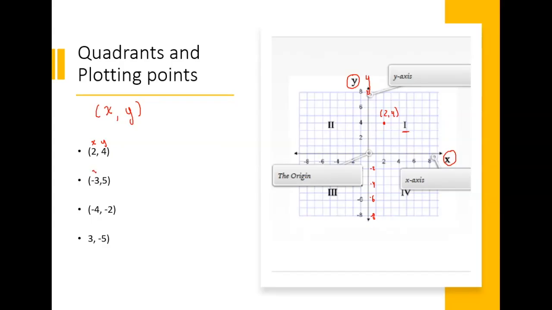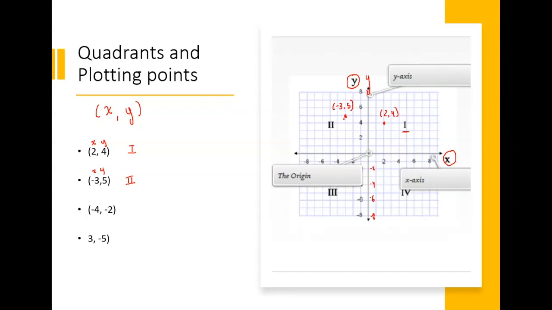Now for the second one here, we still have x and y. The order never changes. So my x is now -3, so 1, 2, 3, that's -3. And my y value is +5, so I'm going to go all the way up to +5. This point is in my second quadrant, and it would be -3 and 5. So to backtrack here, this is quadrant 1, this is quadrant 2, and that's where my point lies, -3 and 5.